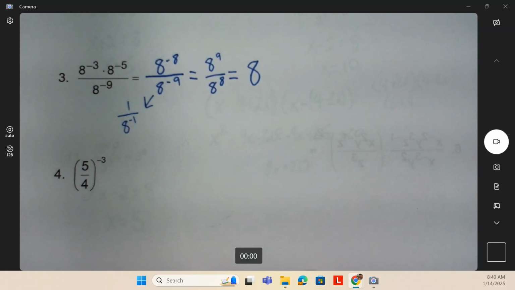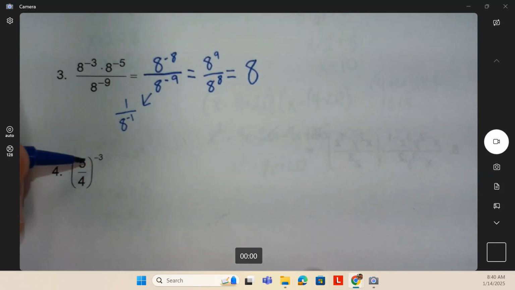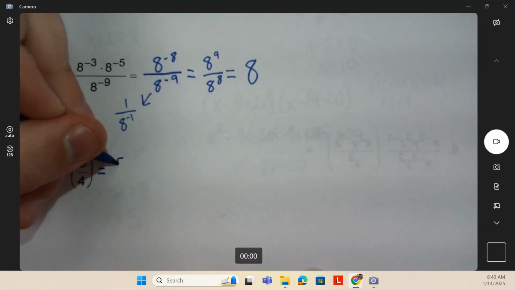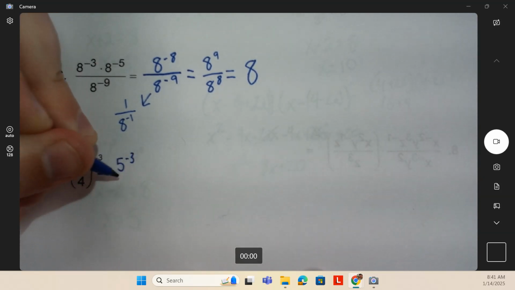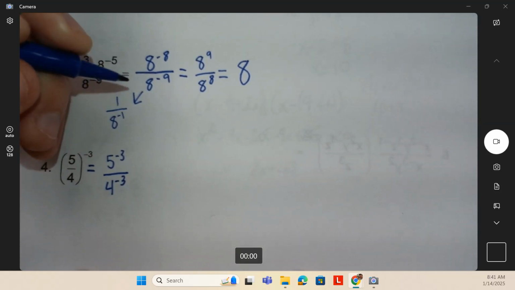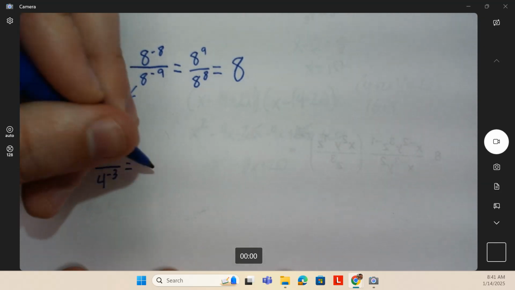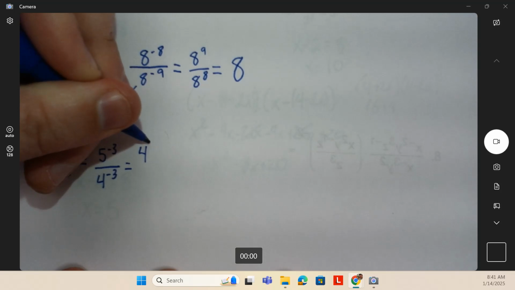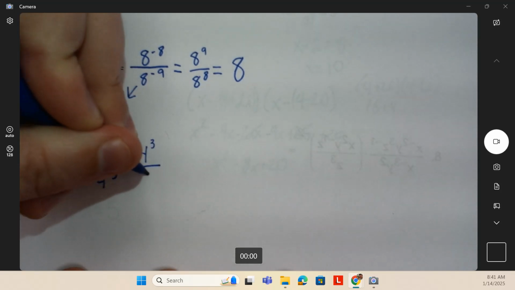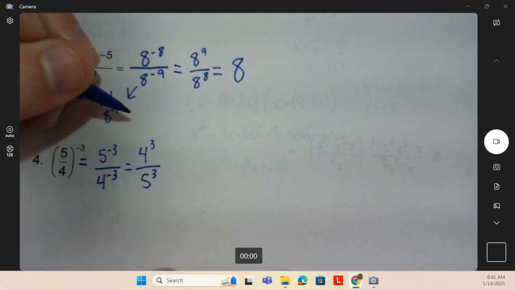And so when I've got 5 over 4 to the negative third, I'll distribute that negative 3 to both of them. So 5 to the negative 3 over 4 to the negative 3. And all that'll happen is those will swap, giving me 4 to the third on top and 5 to the third on bottom. And then I just need to cube those.